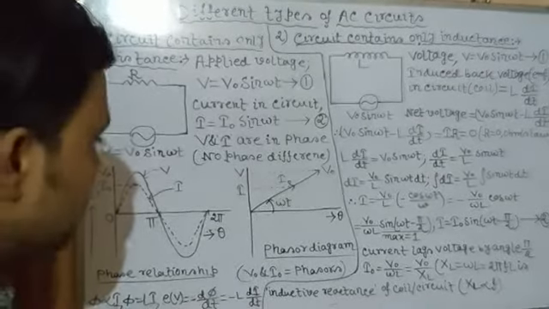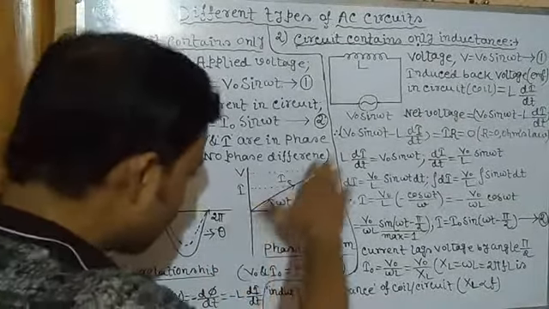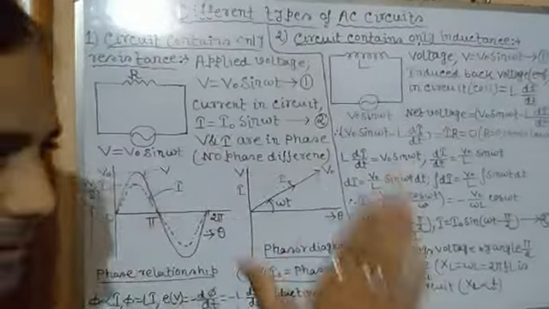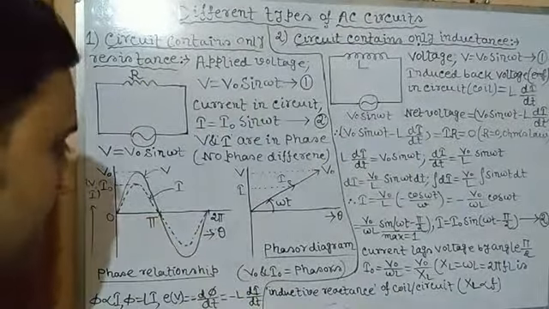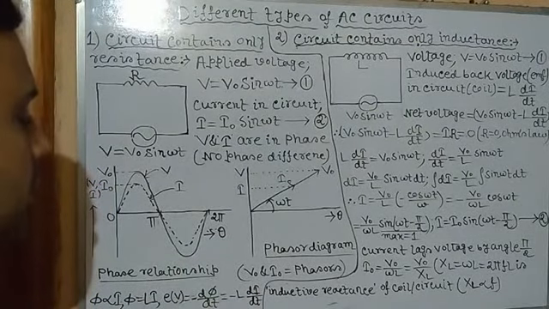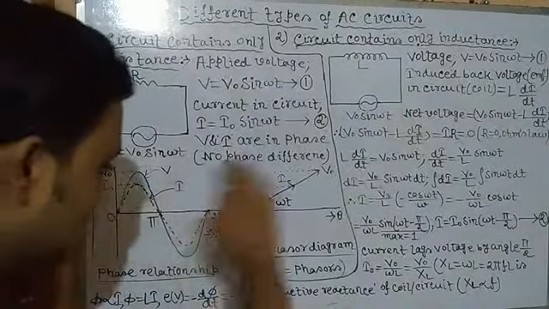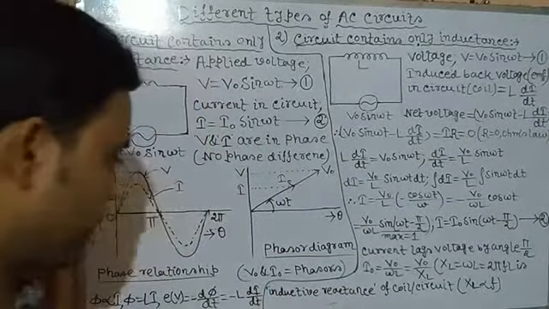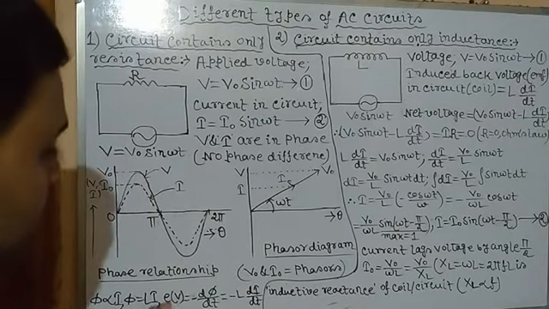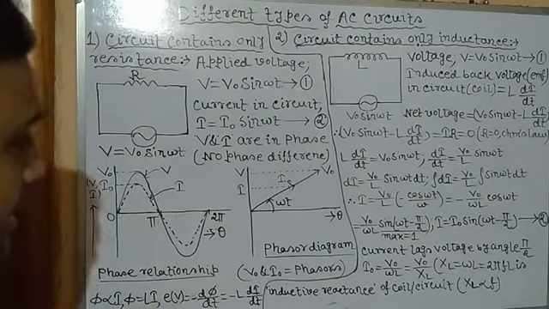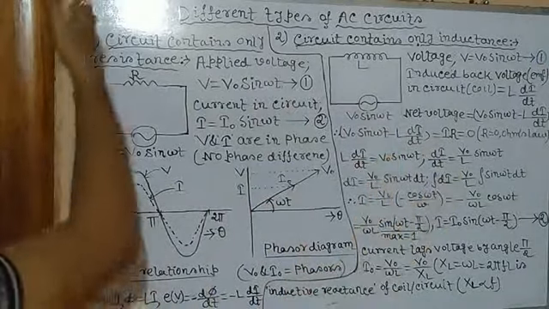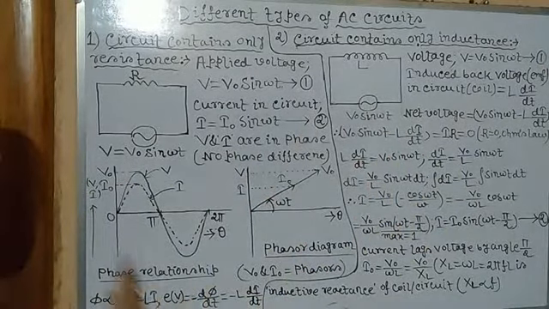Clear? So when alternating voltage and current are represented by rotating vectors, they are called phasors, and the diagram which shows the phase difference between these two through an angle is called a phasor diagram. Now this phase difference arises because of some passive elements, which we will see in the next video. Clear? So this is about the AC circuit which contains resistance only.